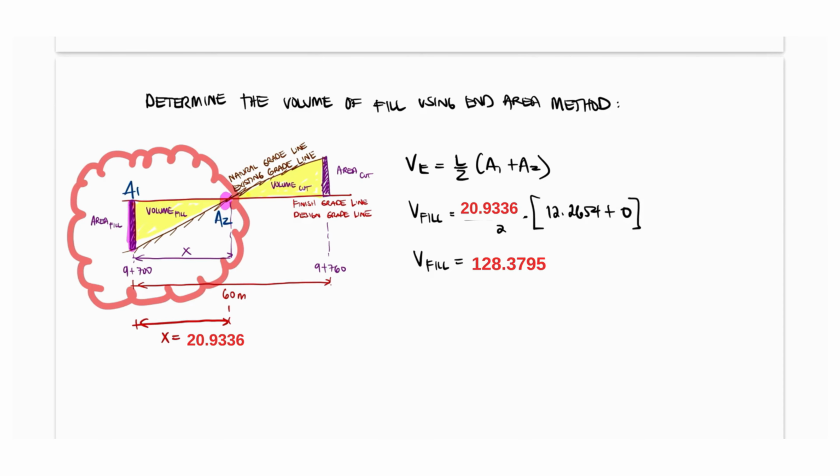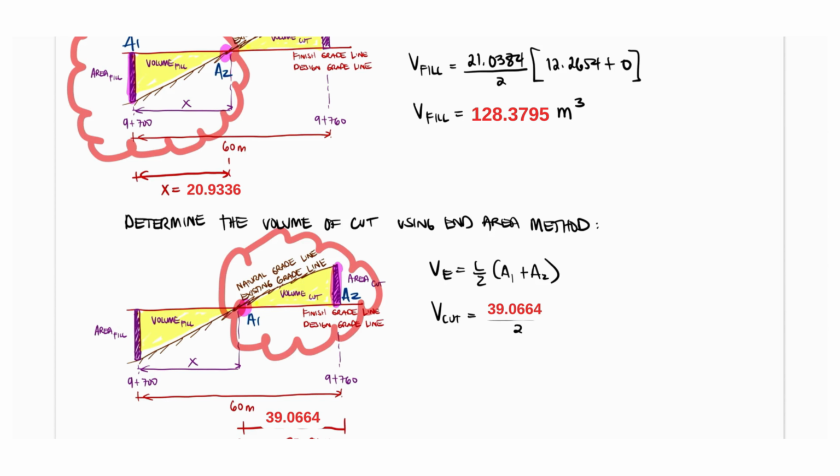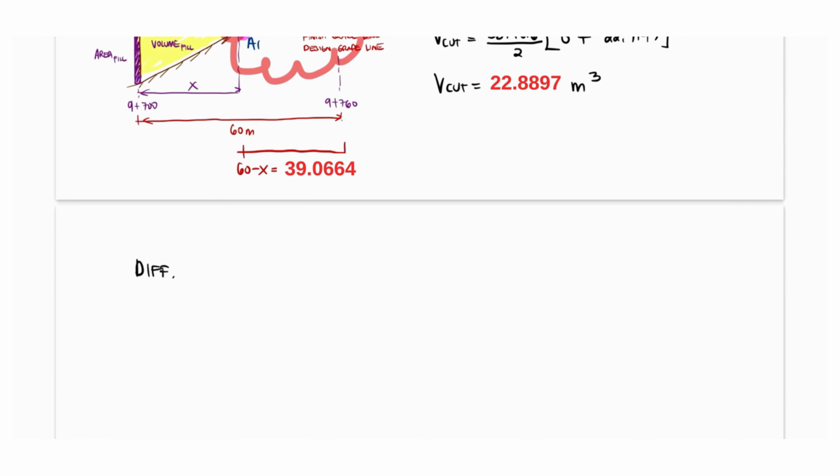The volume of the fill is 128.3795 cubic meters. Now, the same solution procedure for the right side volume. This time, A1 will be the zero area, then A2 will be the area of cut. Using the end area formula, the volume of cut is equal to 39.0664 over 2, multiplied by 0 plus the area of cut, 22.8897. The volume of cut is then equal to 447.1091 cubic meters.